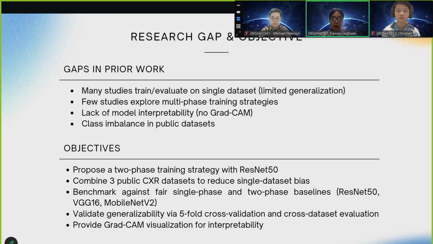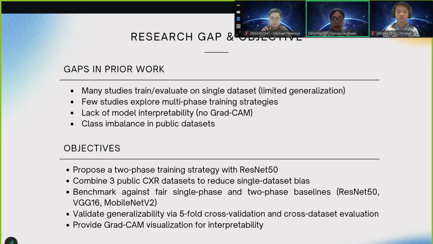This is the research gap and our objective. Looking across the literature, we found recurring gaps. Many studies train and evaluate on only a single dataset, which limits generalization. Few explore multi-phase training strategies. Many provide no interpretability, and public datasets often suffer class imbalance.